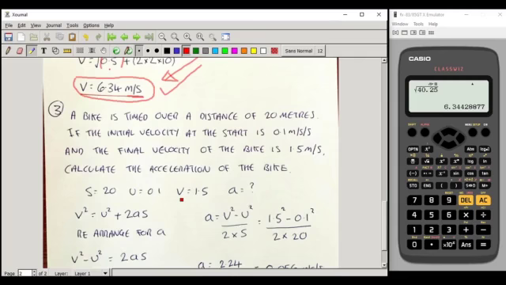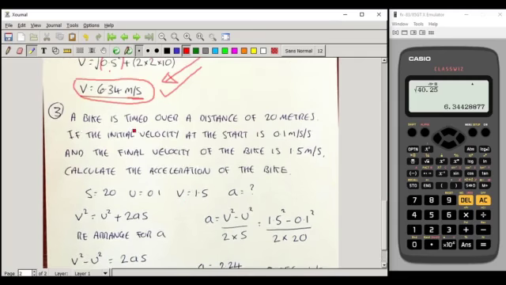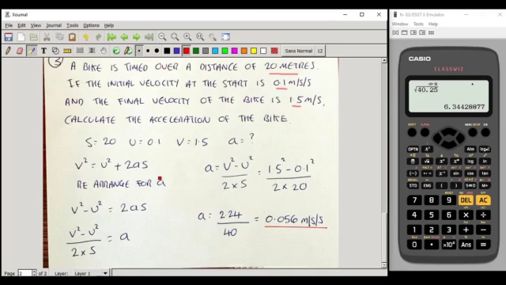Number 3, I've only got 3 for you. So a bike is timed over a distance of 20 meters. If the initial velocity at the start is 0.1 and the final velocity of the bike is 1.5, calculate the acceleration of the bike. I've just put some numbers there and asked you to calculate A. Just made some numbers up, just to see if you can rearrange the formula really.